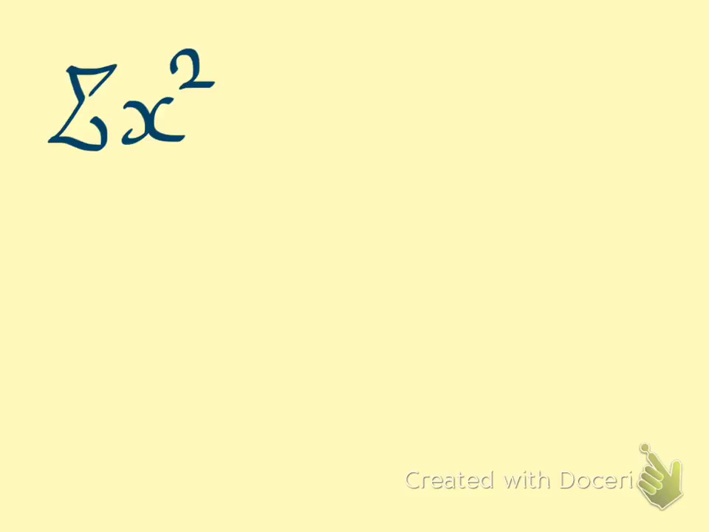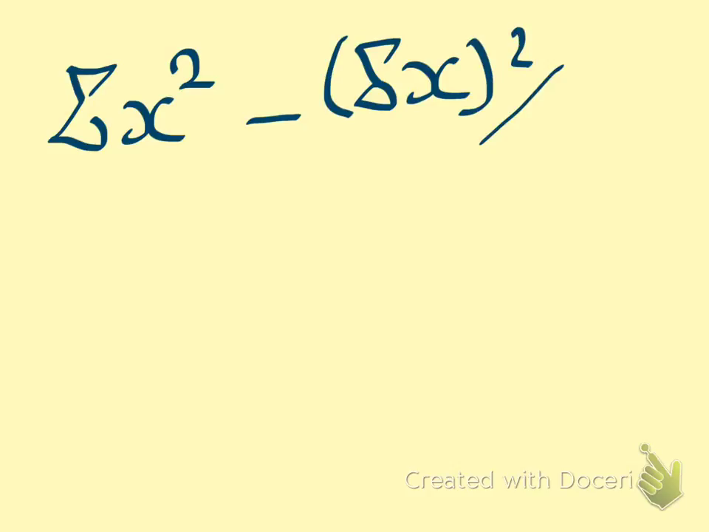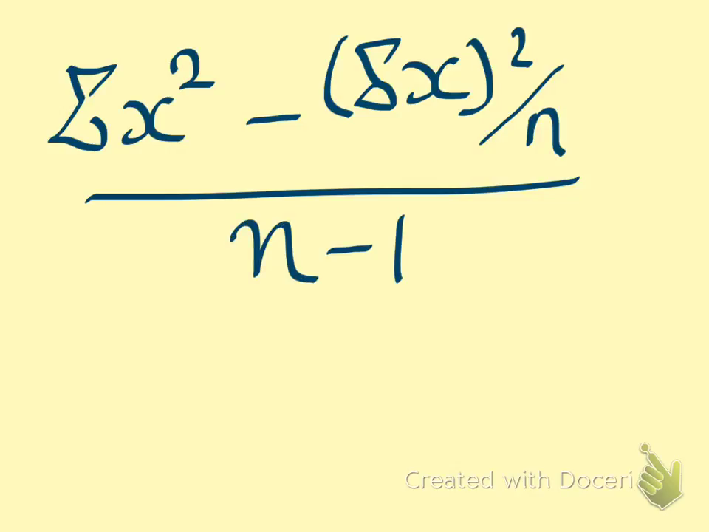Let me just get rid of that. Okay, so the formula that we use for variance is the sum of x squareds minus the sum of x's squared over n, all divided by n minus 1. I know it looks a bit ugly, but I promise you that it's going to be quite straightforward.